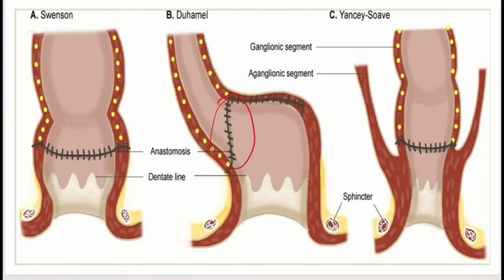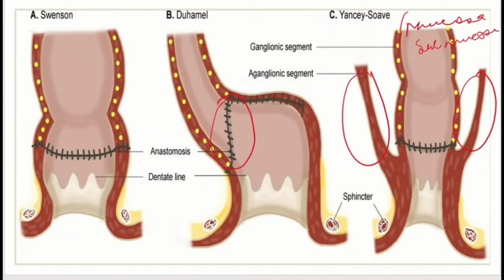The third diagram is Schwab's surgery. So here what happens? The mucosa and submucosa is resected. The ganglionic bowel is then pulled through the aganglionic muscular cuff of the rectum. Here you can see this is the muscular cuff of the rectum, and the ganglionic part, the part with the yellow dots, that is the normal part, is pulled through the muscular cuff of the rectum and anastomosed. So the mucosa and submucosa is resected here.